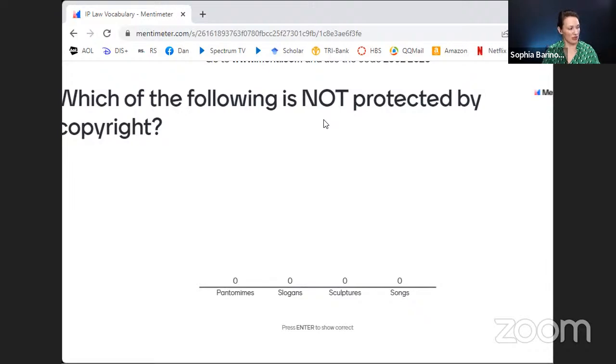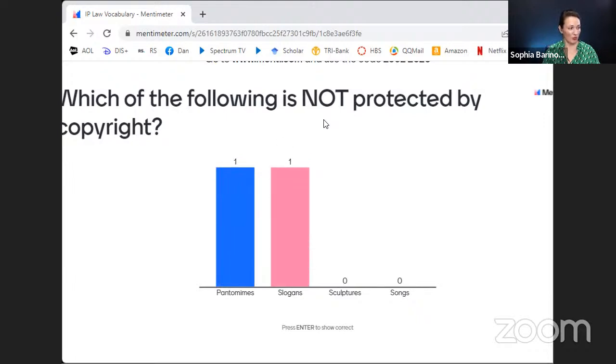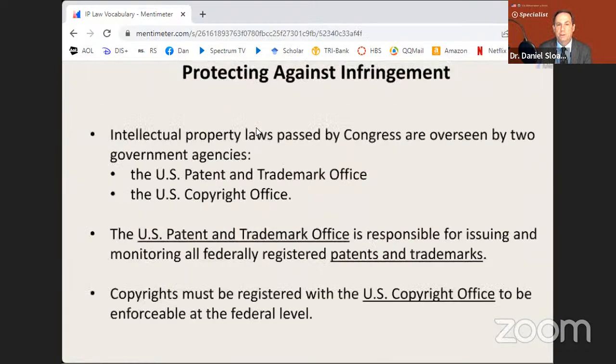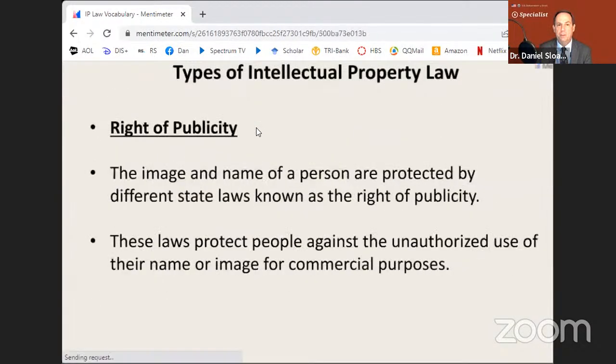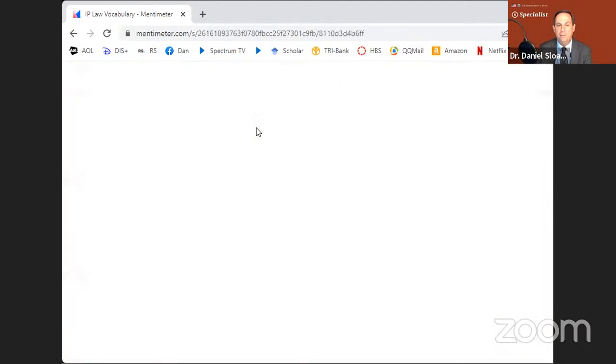So the question is again about copyright from Delia. Is street art protected by copyright in the US? In your opinion, street art? Yeah, what I should do while their voting is going on is, let me go back up here and show you something here.